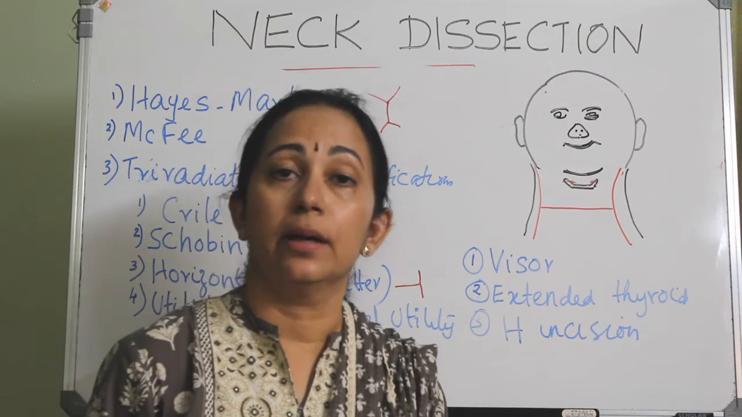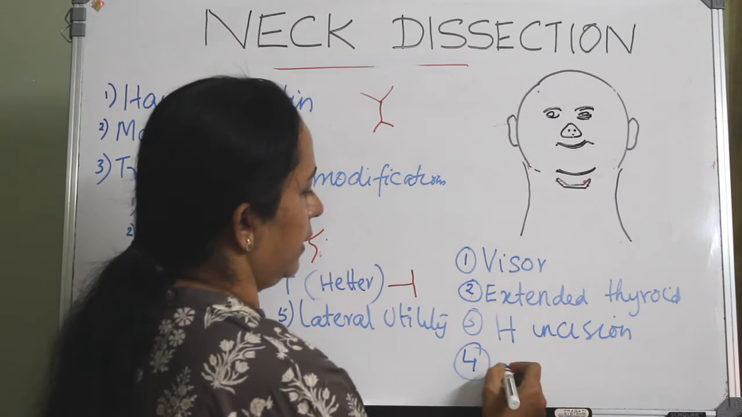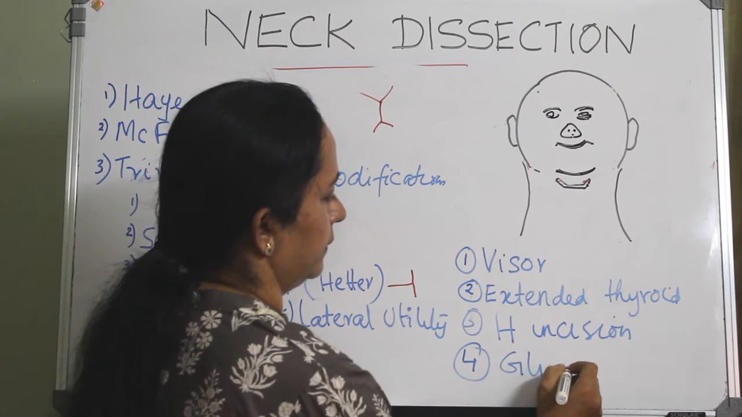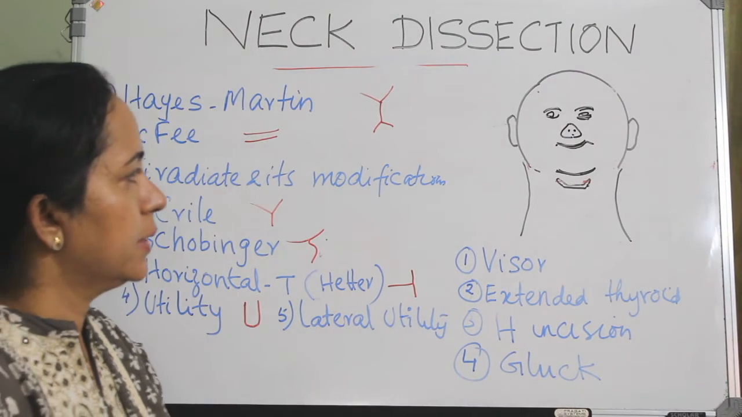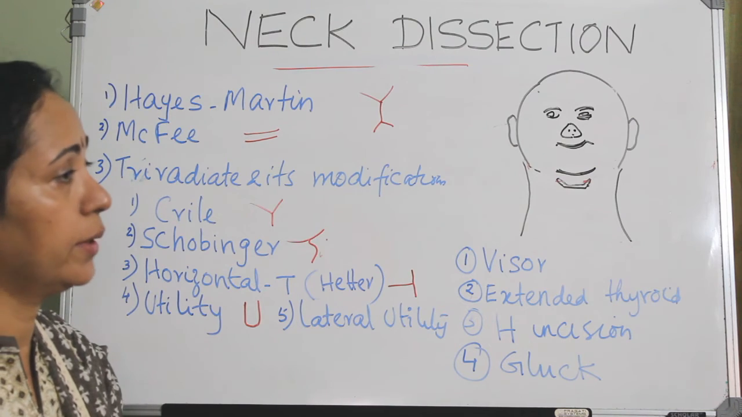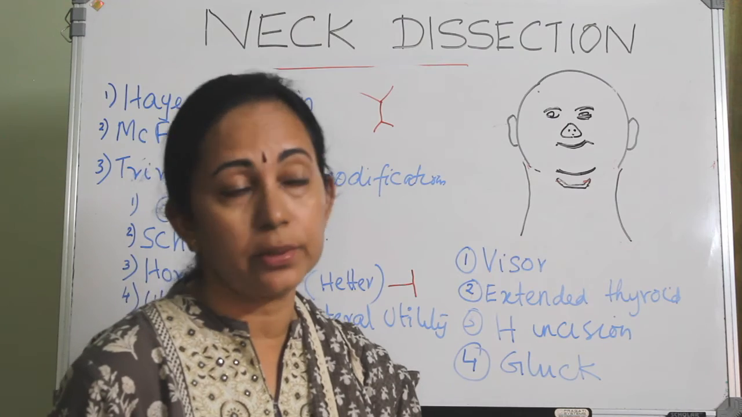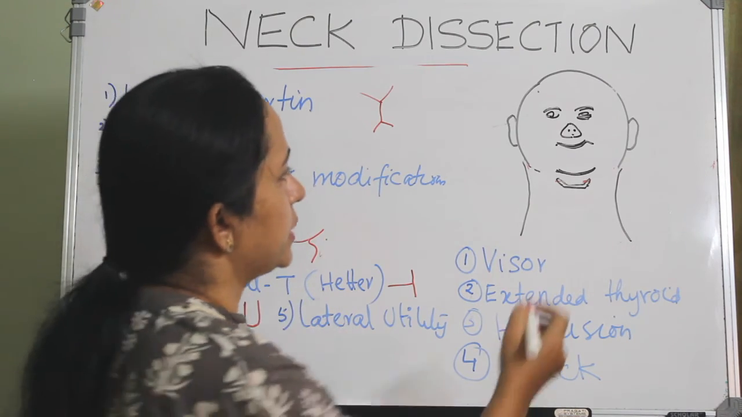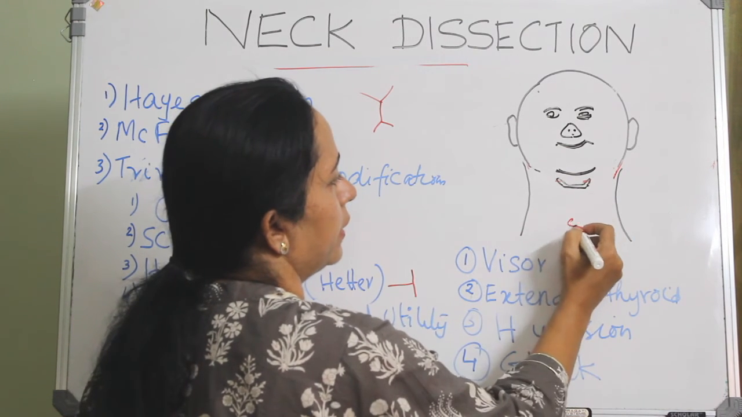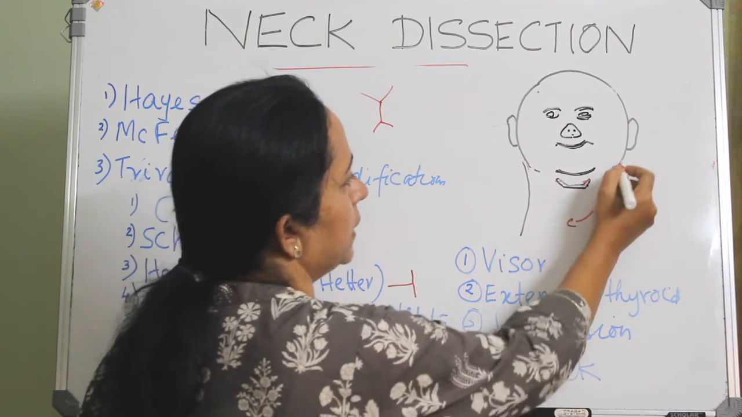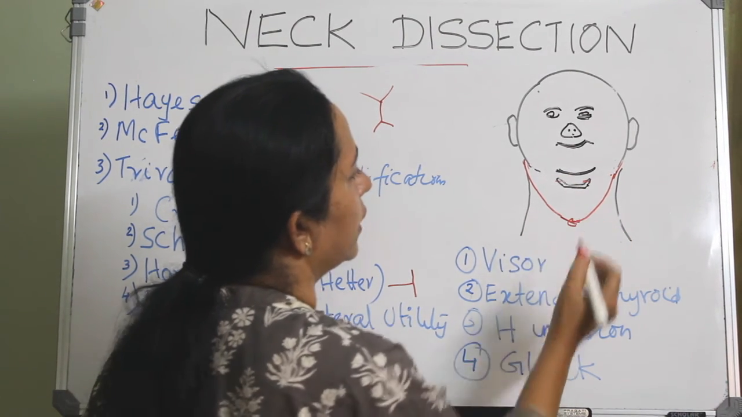And another one is the classical apron flap or the Gluck-Sorensen incision. The most commonly used one is the classical Gluck incision. It's actually an apron flap incision, and this is very good for a selective or a functional neck dissection also, with or without total or partial laryngectomies. So it starts from the mastoid tip, coming down up to the cricoid cartilage, from one mastoid tip to the other mastoid tip, crossing over at the level of cricoid cartilage.